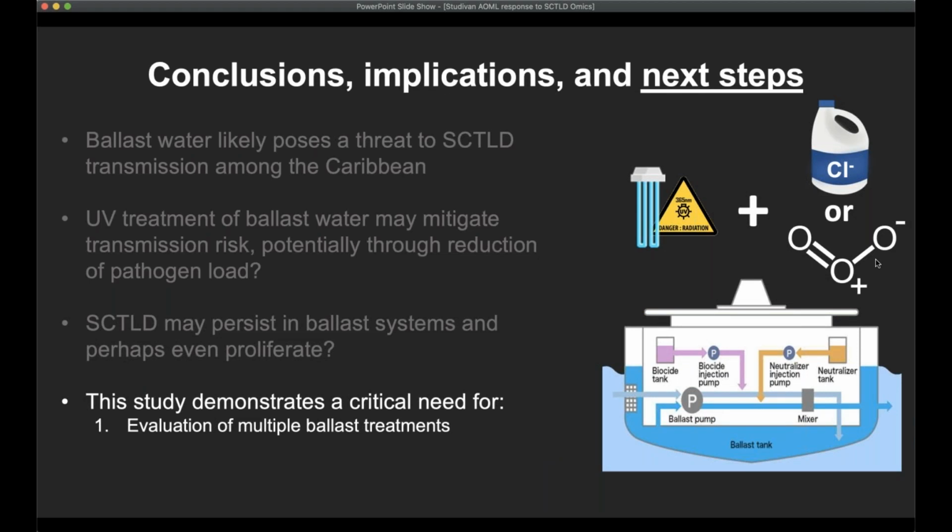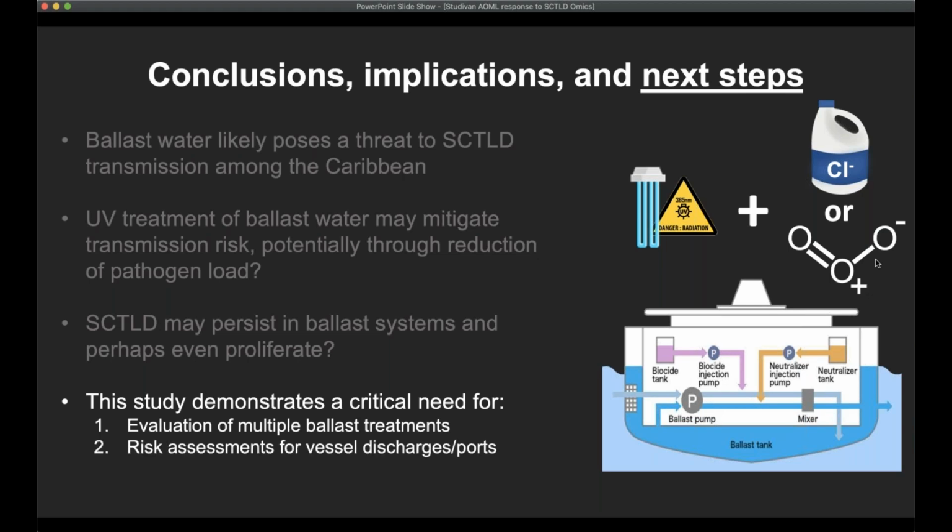From here, there are a couple critical next steps. The first is that we need to evaluate multiple ballast treatments. Ballast water treatment systems are often more complicated than the system that we tested in our lab. They will combine treatments, so they'll have an initial filtration, and then they'll combine it with some type of biocide like UV, like we tested, or perhaps a combination of chlorination or ozonation to neutralize any kind of microbial communities.